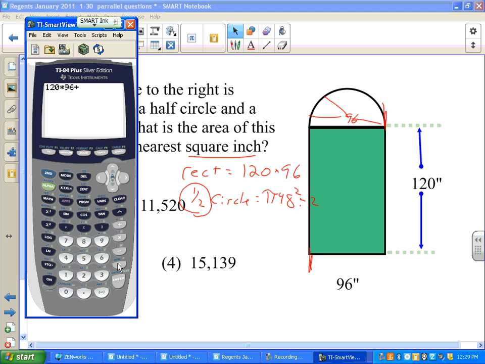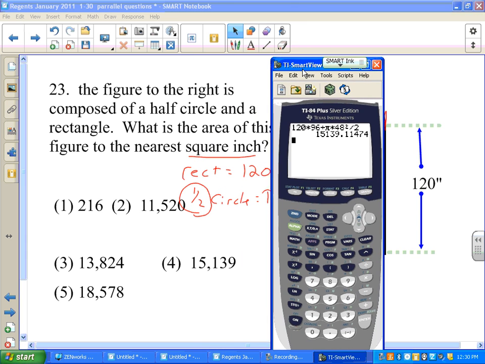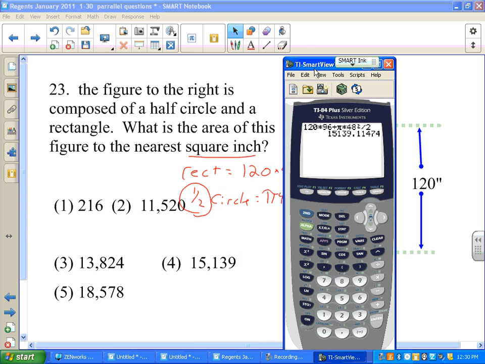So I can either put 1 divided by 2 times, or I'm just going to go right into the pi times radius squared first. I hit the second key, and I hit the caret key, which gives me pi, times the radius squared, 48 squared. Then I divide by 2, which is 1/2 of it. When I hit equals, it says to the nearest square inch.